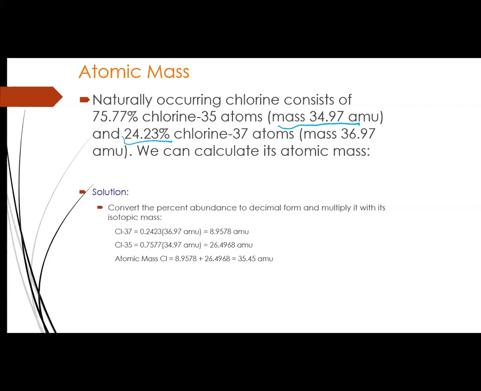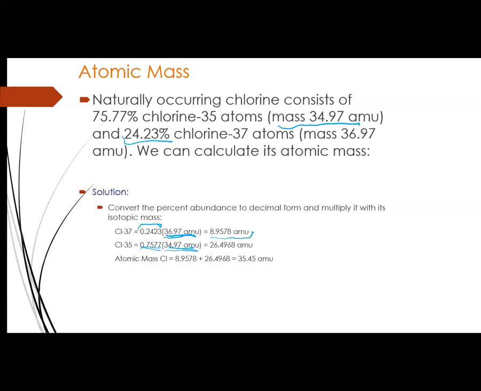So 36.97 is the atomic mass of our chlorine-37. We're going to change that 24.23% into a decimal, and we're going to get 8.9578 AMU. That's the fraction of that mass that shows up as chlorine-37. We do the same thing with chlorine-35. We just use its mass and its fraction. We get a much larger number, 26.4968.